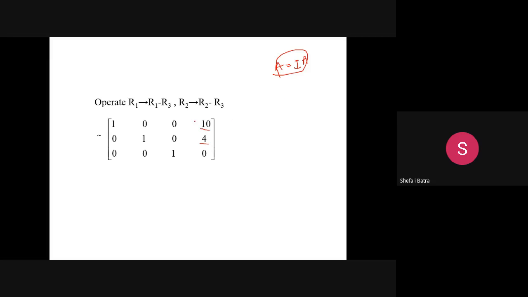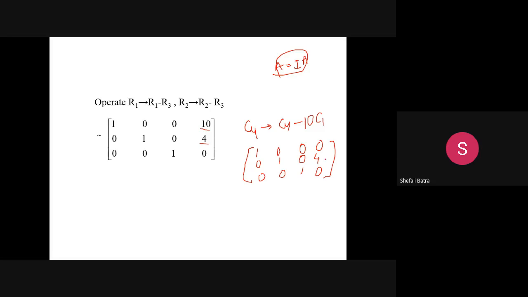Yes. I'll make this zero with the help of column 1. So I'll write here C4 implies C4 minus 10 times C1, right? And then after doing this operation, you will be at 1, 0, 0 and 0, 0, 1, 0, 4 and then 0, 0, 1, 0.